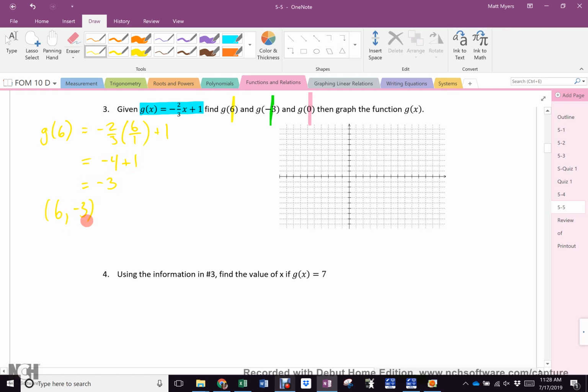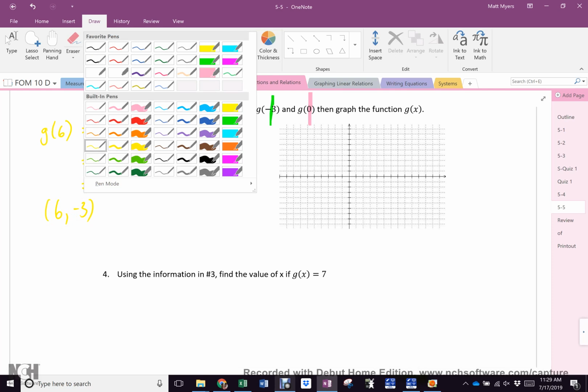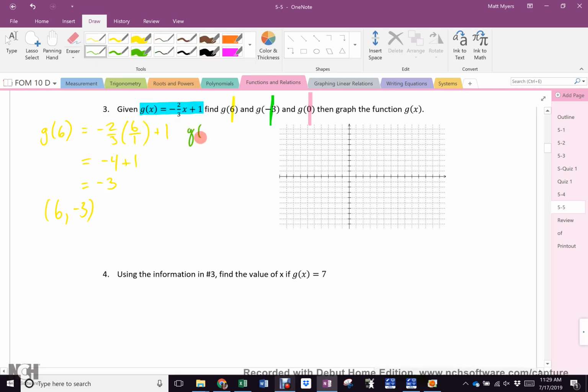6, negative 3. Then, what's the next one I have to do? I have to do the g of negative 3. What do I write? Negative 2/3 times negative 3 over 1, plus 1. What is negative 2/3 times negative 3 over 1? Positive 2 plus 1 is 3. What is the point that I will put on the graph? Negative 3, 3.